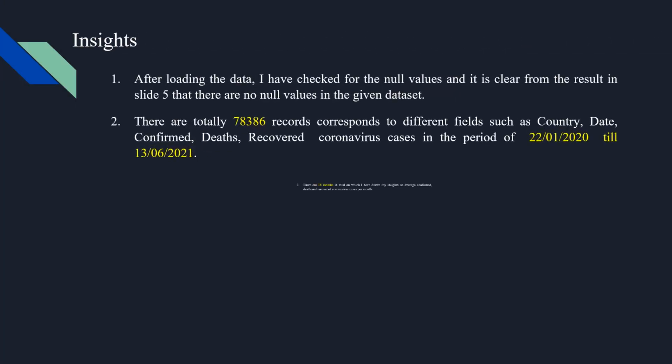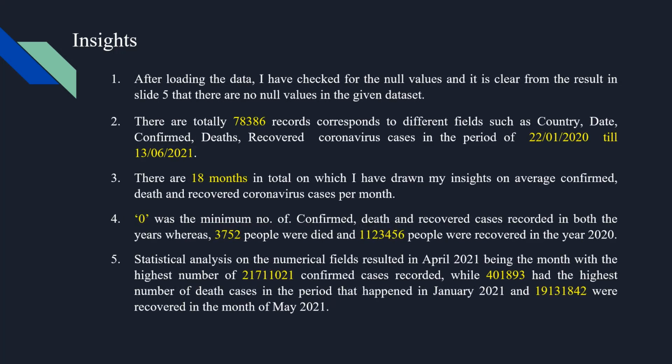Here I'm going to summarize all the insights I have drawn using this analysis. So after loading the data, I checked for null values. As is clear from the result in slide 5, there are no null values in the given data set. And there are totally 78386 records, which correspond to 5 different fields like country, date, confirmed, deaths, and recovered corona cases, within the period of Jan 2020 till June 2021, which accounts for 18 months. And no confirmed, no death and no recovered cases also were there in some of the periods. So 0 was the minimum number and 3,752 is the highest number of people who died in the year 2020.